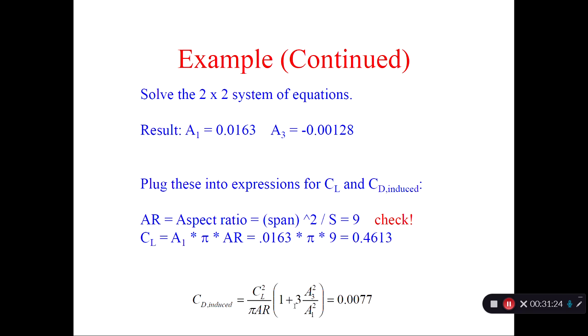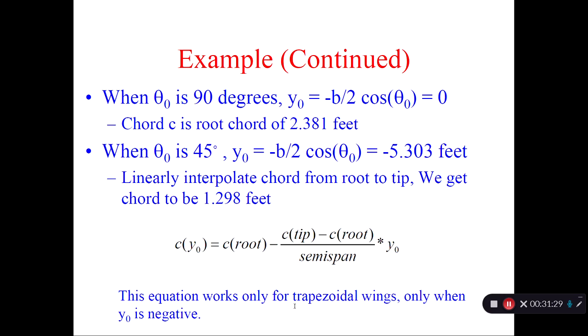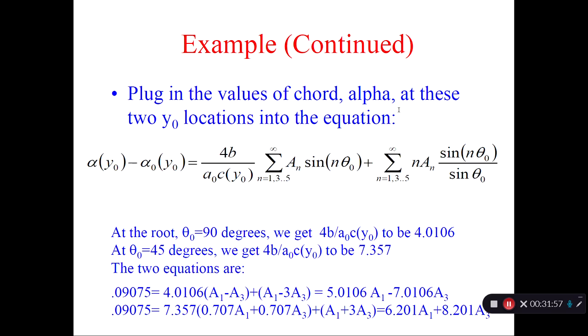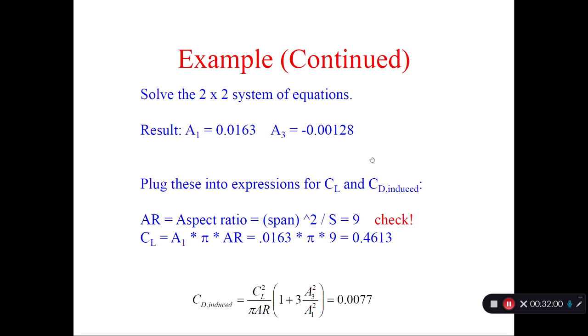Aspect ratio of the wing is span squared divided by the wing area. So you need to know the aspect ratio of the wing. You can find the wing area because this is the root chord, this is the tip chord. Take the average of the two, that's the average chord, multiplied by the span, which is 15 feet, that's the wing area. So span squared, which is 15 feet times 15 feet, 225 feet squared, divided by the wing area is going to be your aspect ratio. So you get this as your induced drag.